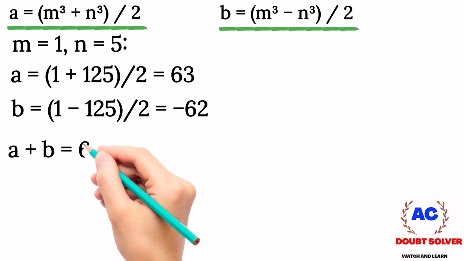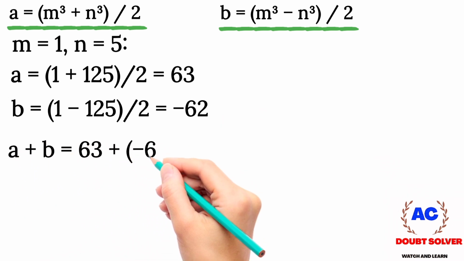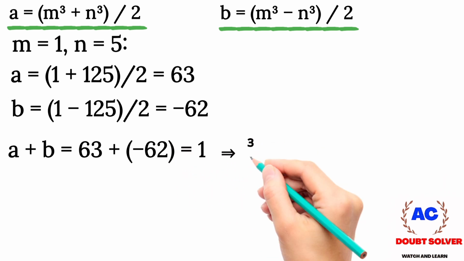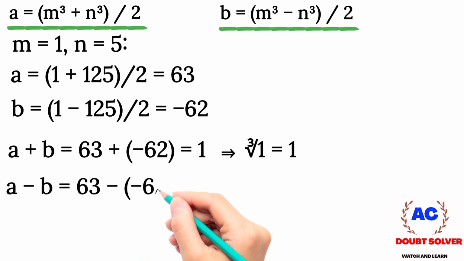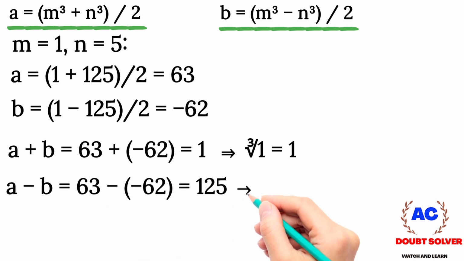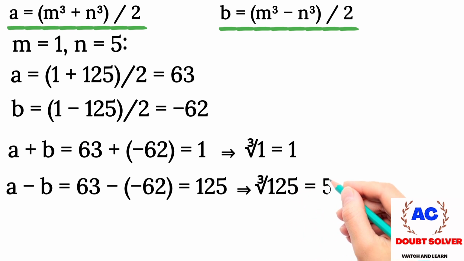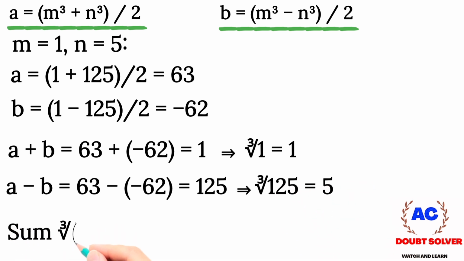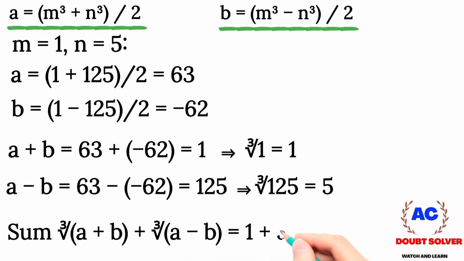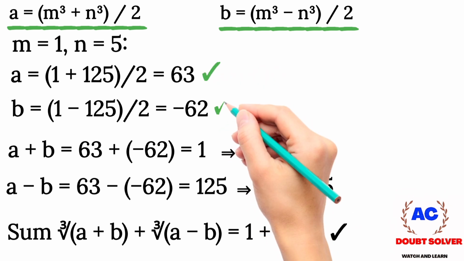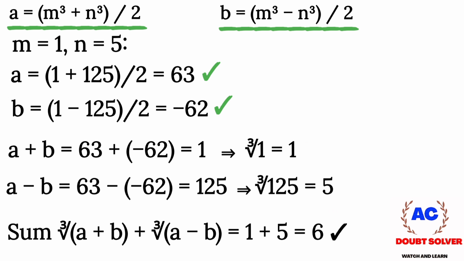Now sum it. So a plus b becomes 63 minus 62, it is 1. So cube root of 1 is 1. Next a minus b is 63 minus of minus 62, it is 63 plus 62, which is 125. Cube root of 125 is 5. Now sum it. Cube root of a plus b plus cube root of a minus b is 1 plus 5, which is 6. So for the values of m is equal to 1 and n is equal to 5, we get the value of a is 63 and the value of b is minus 62 for this expression.